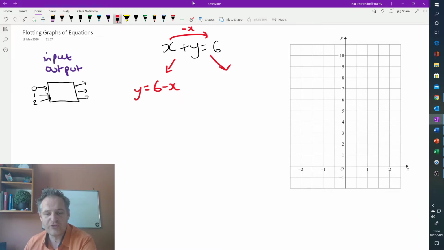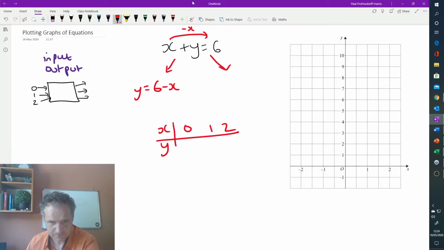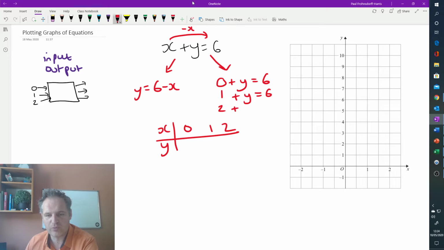Or you just go, well, the input and output are here. So do my normal x, y, 0, 1, 2. And so I've got 0 plus y equals 6, 1 plus y equals 6, 2 plus y equals 6. Then it's just a case of working out what's missing. 0 plus something is 6: 6. 1 plus something is 6: 5. 2 plus something is 6: 4.